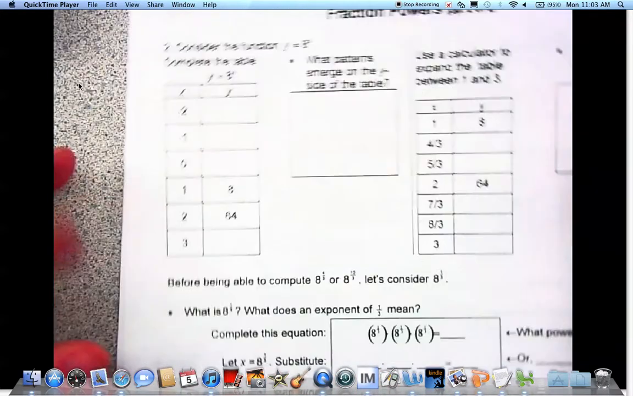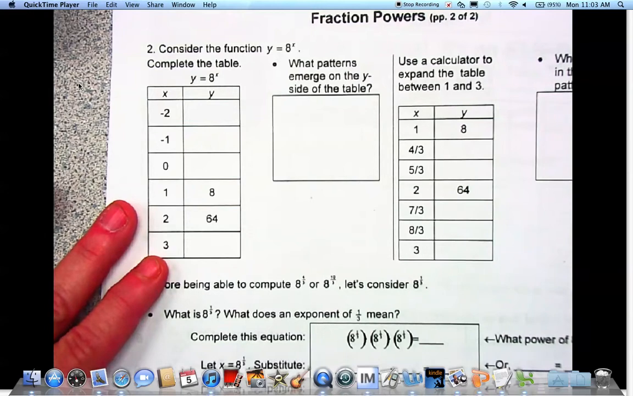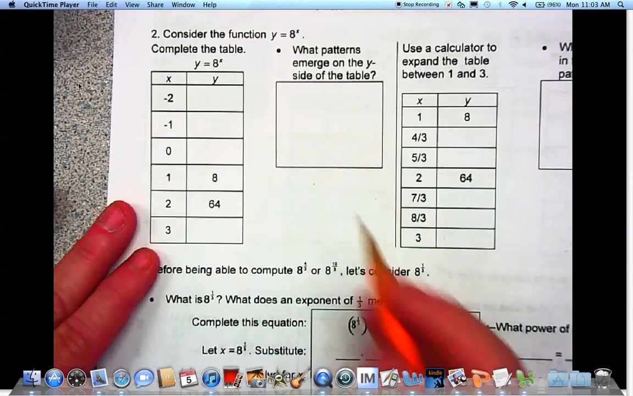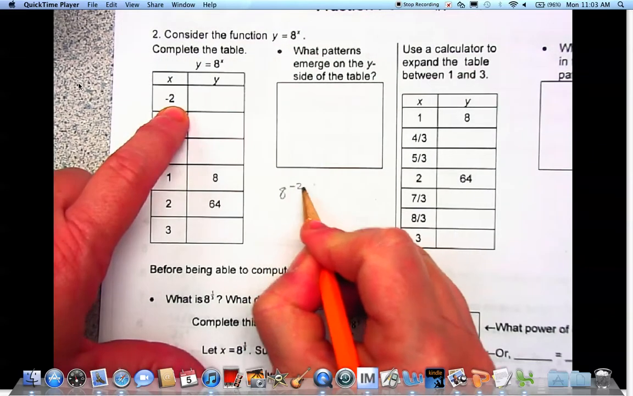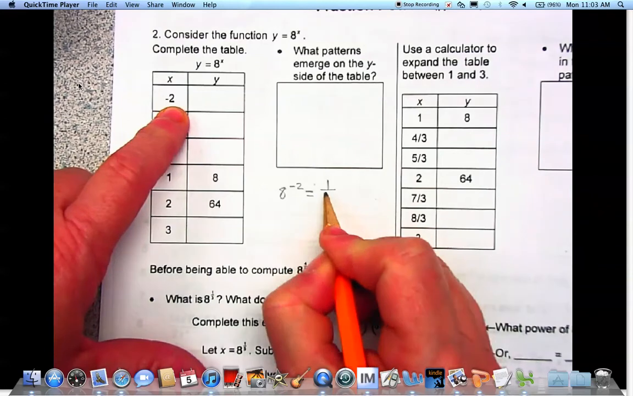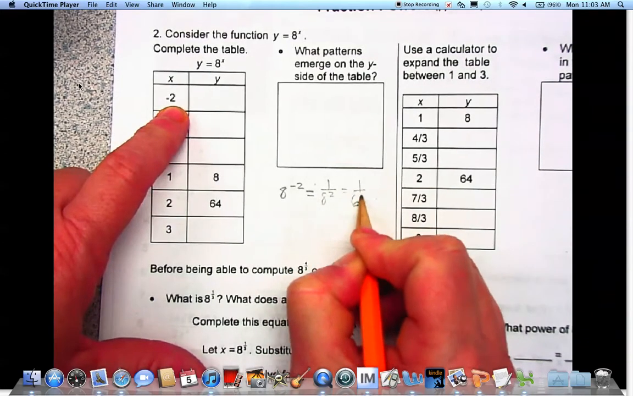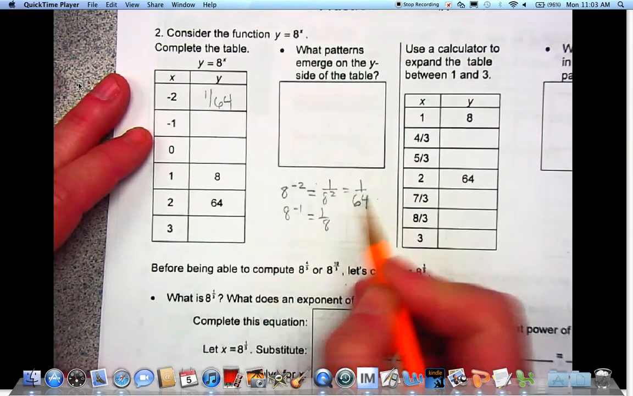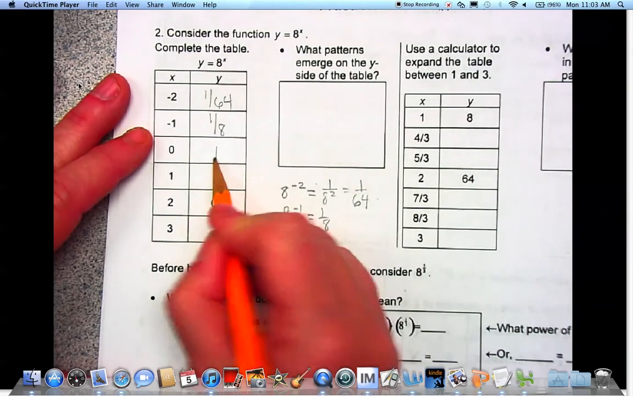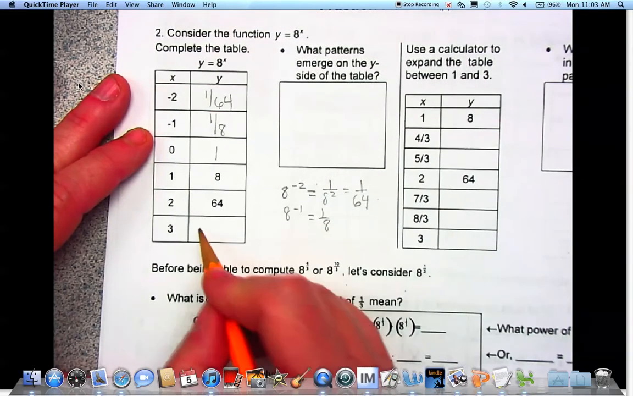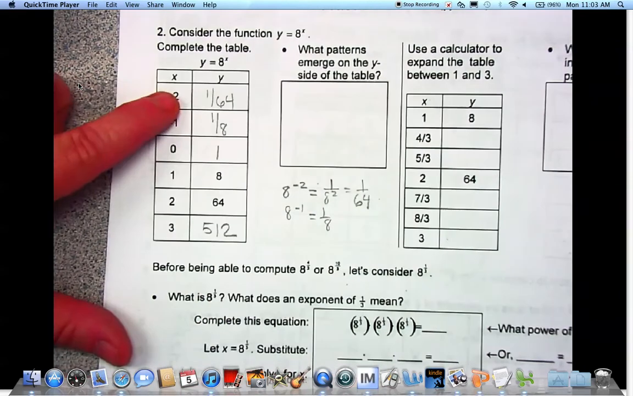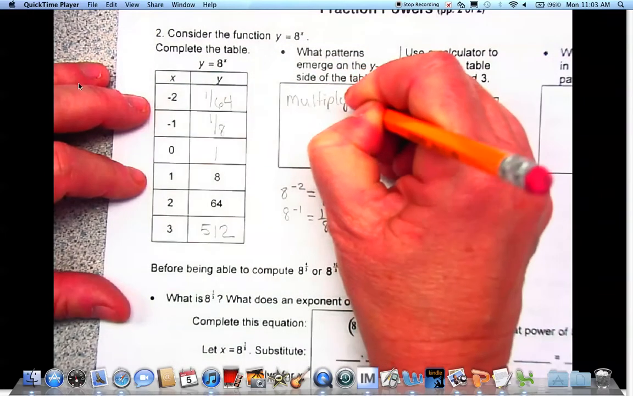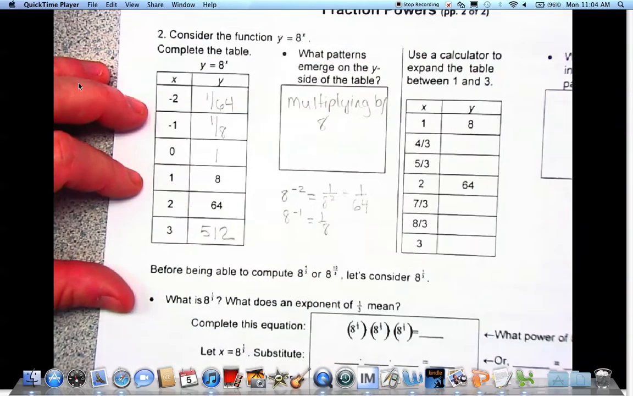But there are other fractions besides a half. We're going to see what happens when it's a third. So we're going to do y equals 8 to the x. So 8 to the negative 2. 1/64. Okay, 1 over 8 squared, which is 1 over 64. How about 8 to the negative 1? 1/8. 8 to the 0. 8 to the first. 8 to the second. What do you multiply by every time? 8. Multiplying by 8.